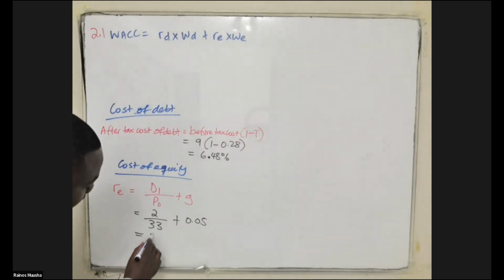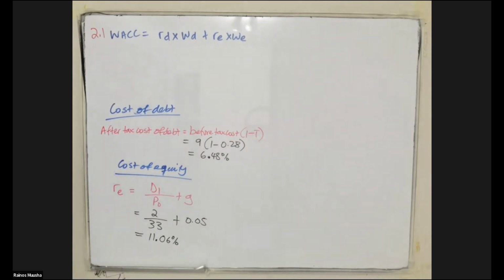Are you getting 11.06%? So you must be able to get a cost of equity, which is 11.06%. So what do we see?